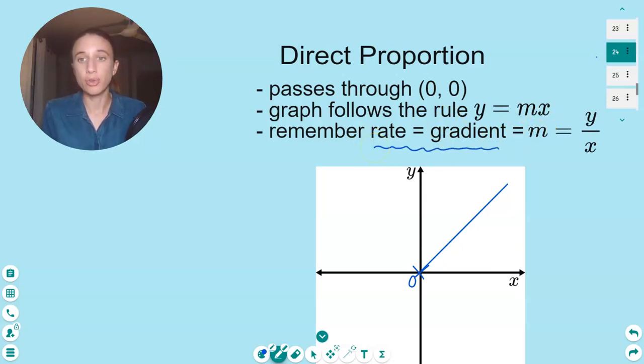Rate means gradient. All right, I want you to lock that in your mind. And if you want to find the gradient, you're going to do the change in the y over the change in the x. Let's just get into it.